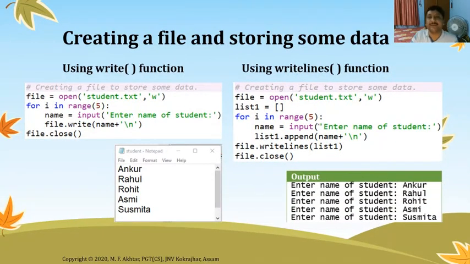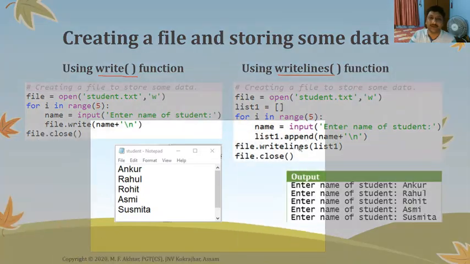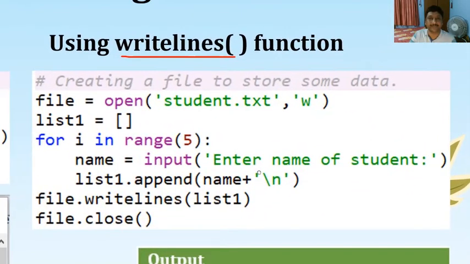Now the same can be done using the writelines function. Previously we have done it using the write function, and the same we can do using the writelines function. How? Like this, creating a file to store some data using the writelines function. We have opened the file in write mode again, and we have created one list variable. Then again we are using a loop 5 times because we have to input 5 names, and the same input statement is used, enter name of a student, and the name is taken here.